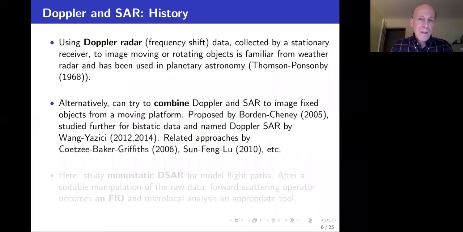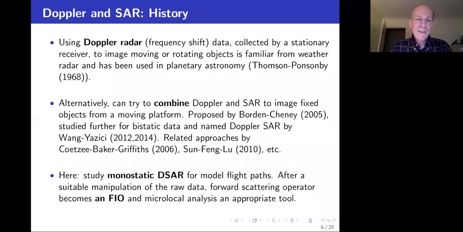You can also try to combine Doppler and SAR to image fixed objects from a moving platform. So this was proposed by Borden and Cheney in 2005. And it was studied further in a variety of ways. So for bistatic data, it was studied and actually was called Doppler SAR by Wang and Yazici in a couple of papers. And then there are also a number of quite related approaches in the engineering literature. And I should say that outside of the mathematics literature, obviously there's a huge engineering literature, which I will freely admit I'm not totally conversant with.